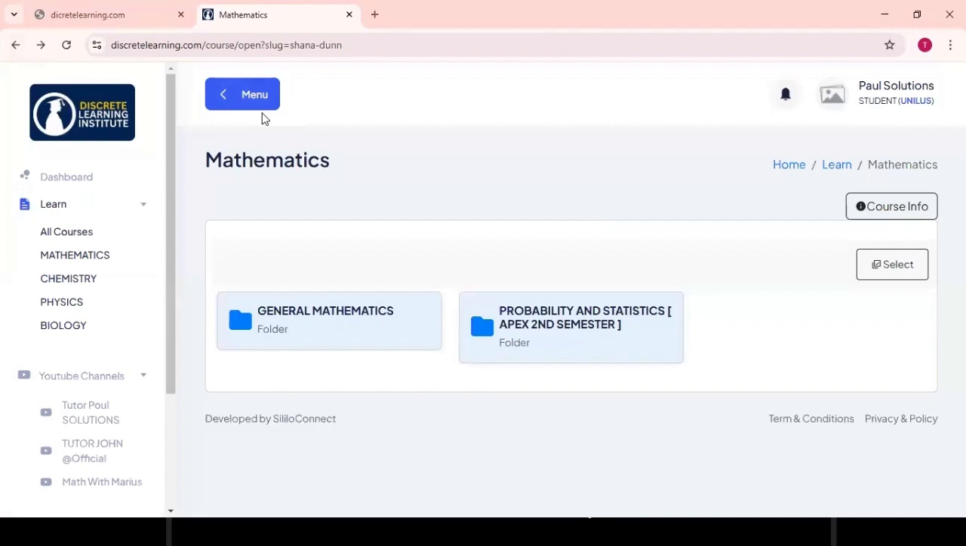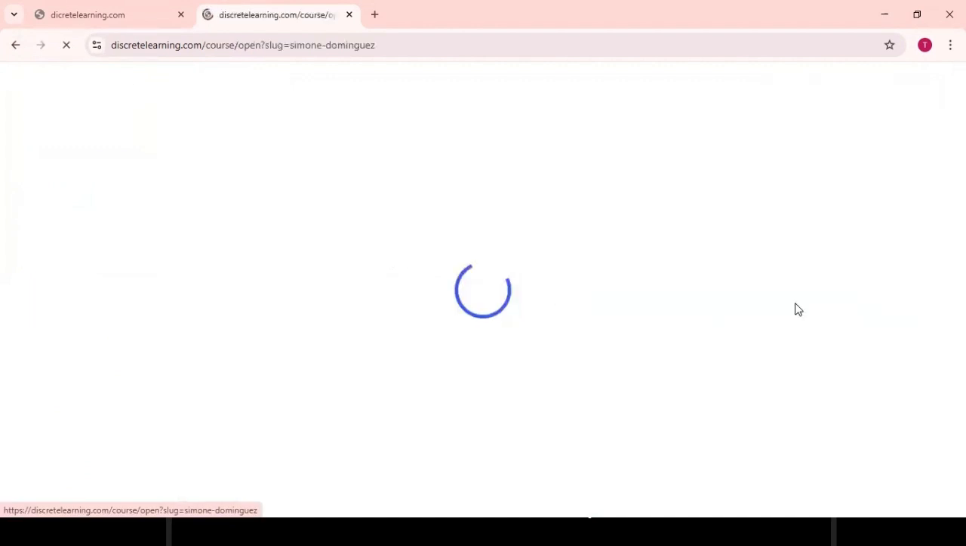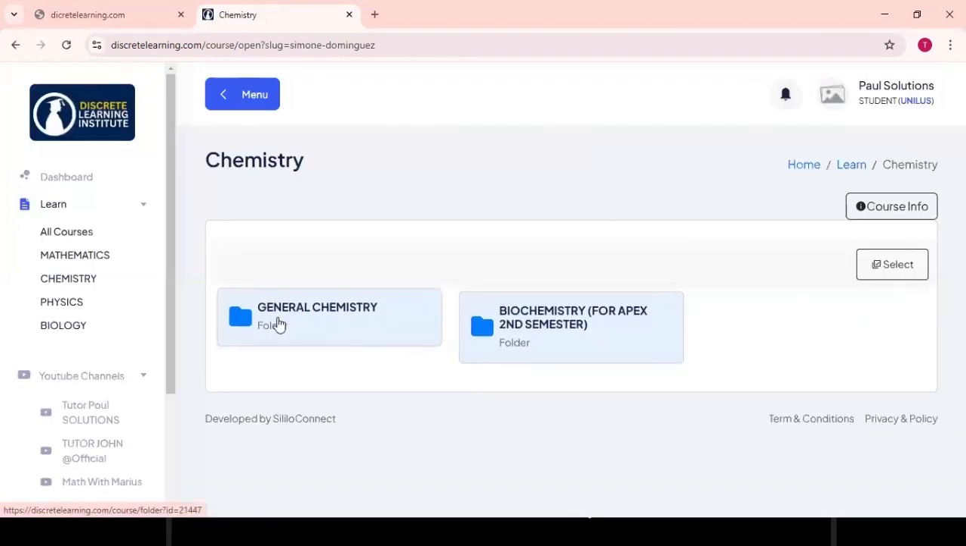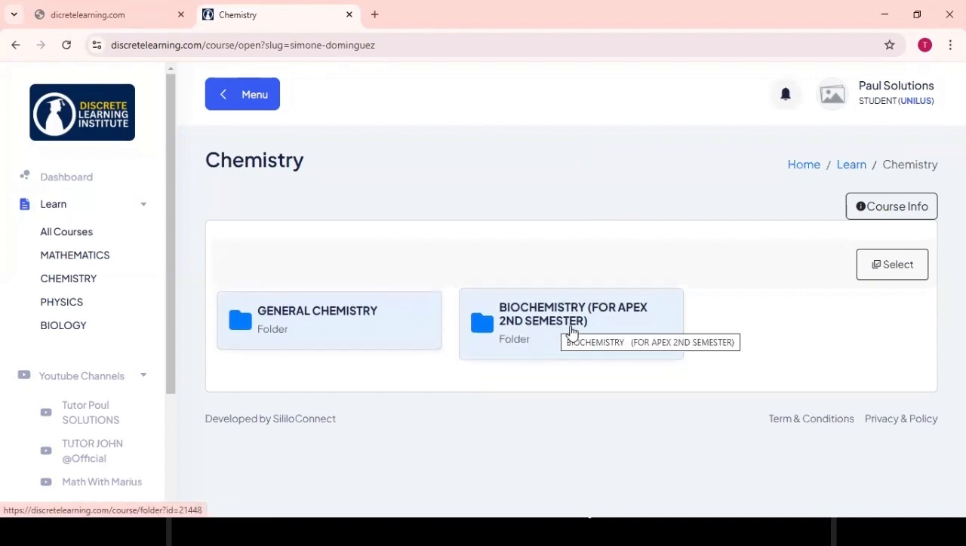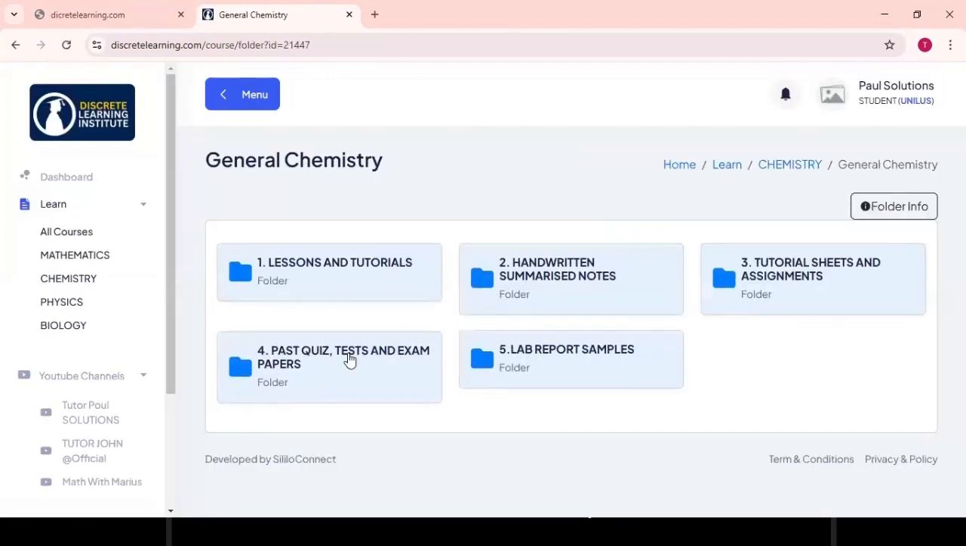So feel free to try out whatever you want. Search for whatever you want on this drive. You're going to find them. Even in the chemistry there, if you open, it will be a similar setup, general chemistry for the rest of you. And then if you're doing second semester Apex, you go in this folder here. So let's try to go in the general chemistry there. You're going to see the setup is the same.